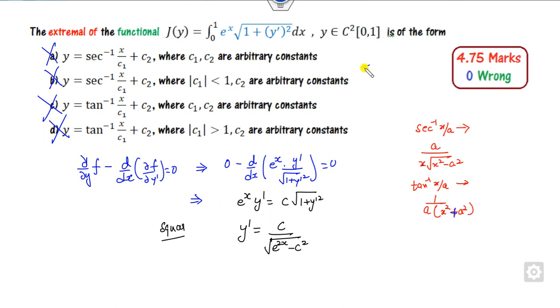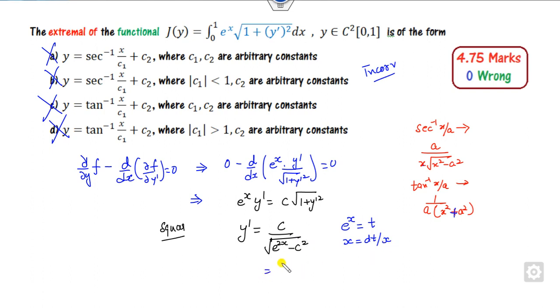So I think this option is incorrect. But if it is, then what is the right answer to this problem? How can you find the right answer? I can consider e raised to power x as t. Then what is the value of dx? That is dt upon t.